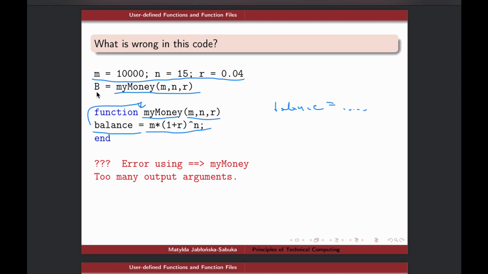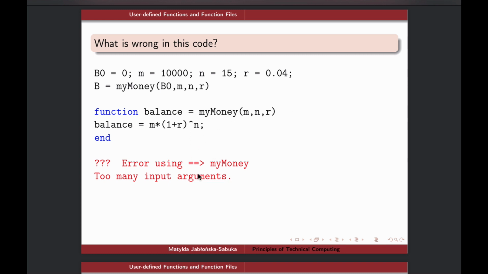So that's why it is confused when we actually tell it that the output from this calculation should be assigned to variable b, because there is no output. By the function definition line, nothing is an output, so if there is nothing in here, we can't assign it to variable b. So that's one thing that can come across as problematic.